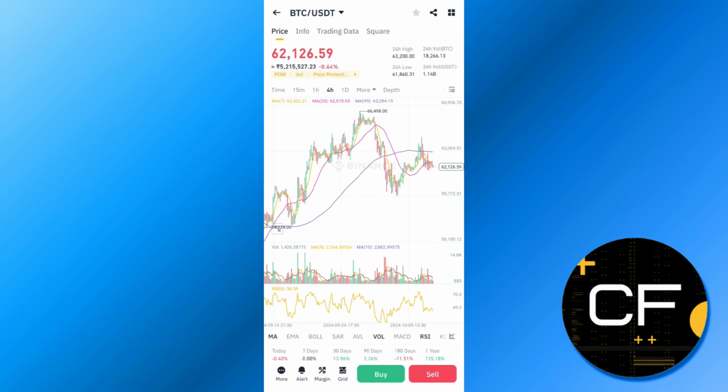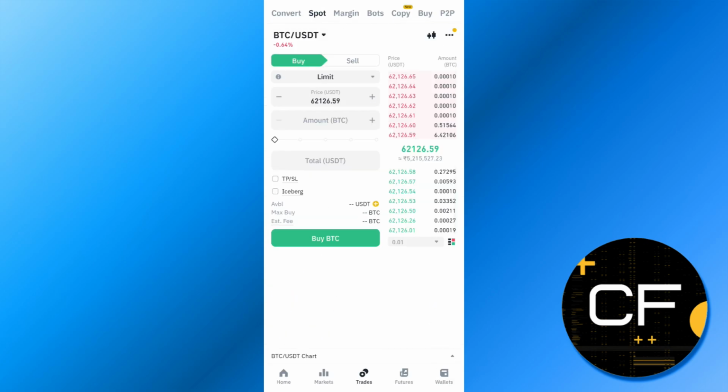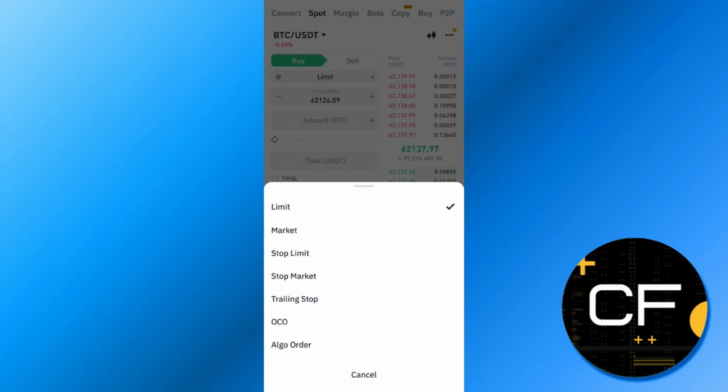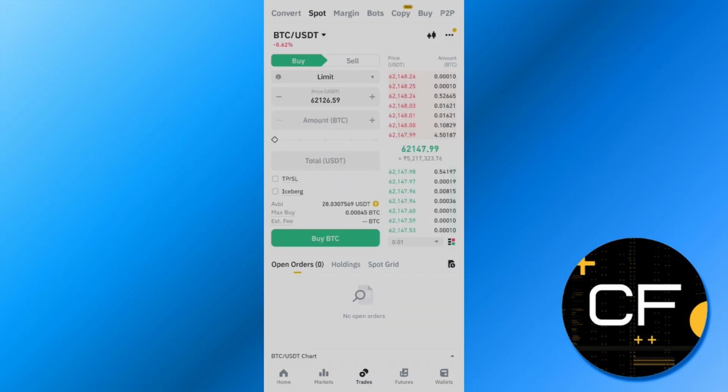But I want to purchase Bitcoin on the current price that is given over here, so tap on the buy option and then you will be landed on this type of buy section. Over here the first option that we have is of limit and the second one is market, so you can select any of the options between these two.